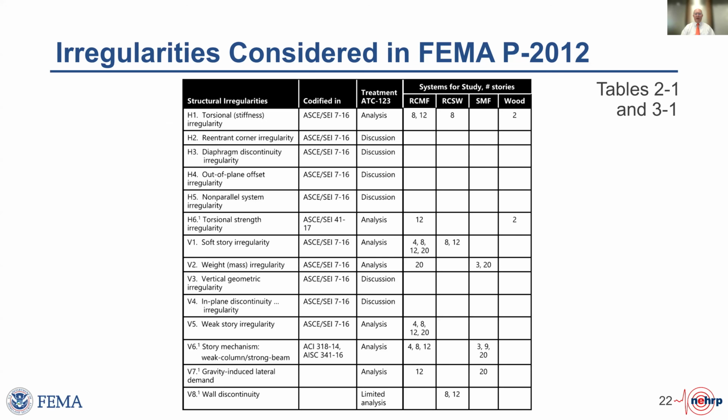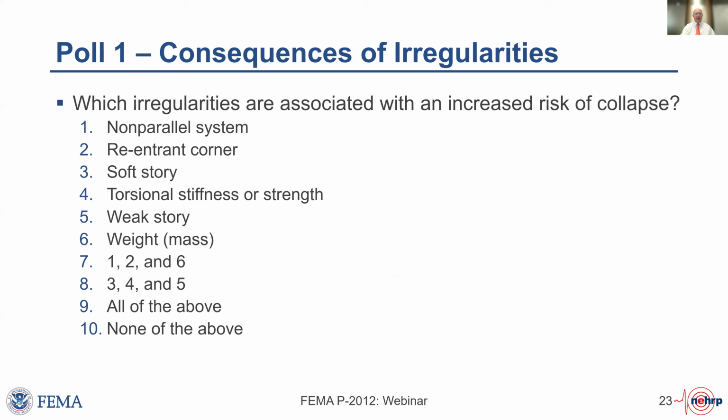And so then the way that these irregularities were considered in the ATC-123 project that led to FEMA P-2012, you see here that we focused on certain irregularities, and we had a number of different building types in terms of material and building heights that we addressed. All the details there are in the document.